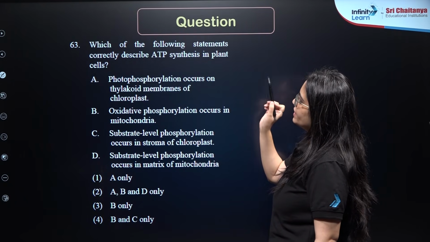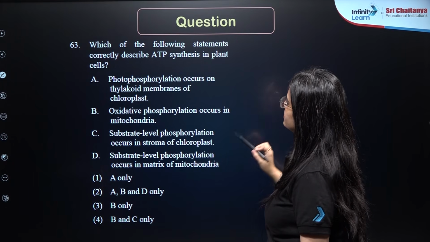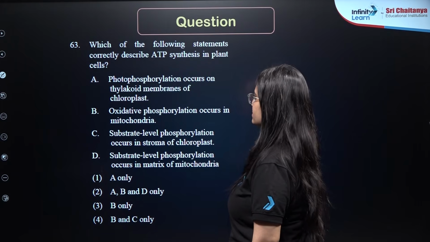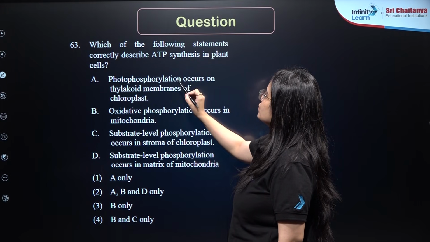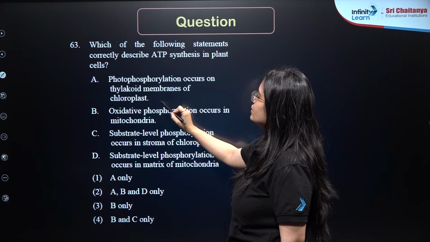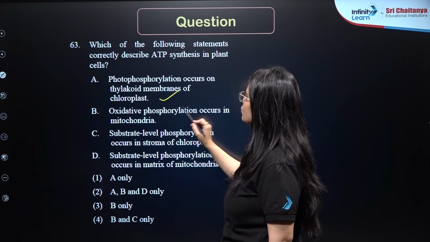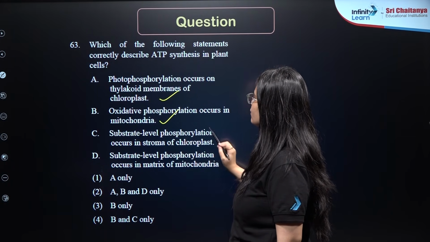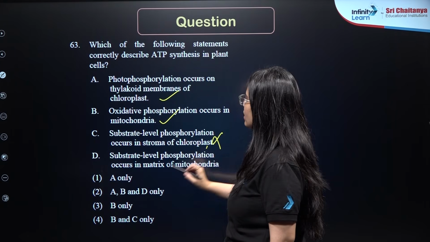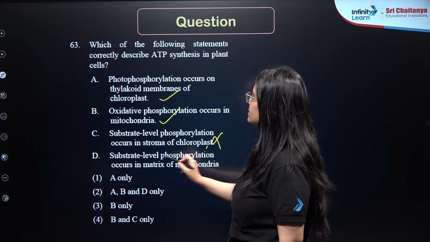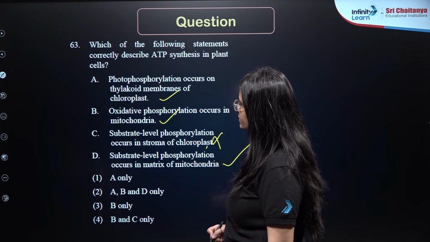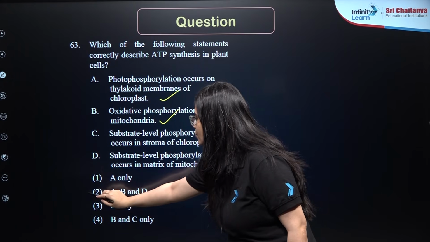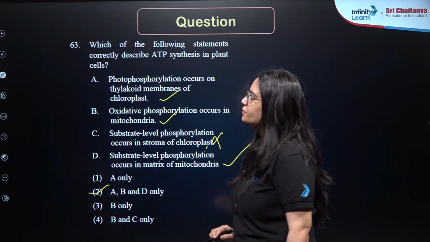Which of the following statements correctly describes ATP synthesis in plant cells? Photophosphorylation occurs on thylakoid membranes of the chloroplast. Yes. Oxidative phosphorylation occurs in mitochondria. Yes. Substrate level phosphorylation occurs in stroma. No. Substrate level phosphorylation occurs in the matrix of mitochondria. Yes. So if you see, my dear students, A is correct, B is correct, and D is correct. C is not correct. So your correct answer is 2, A, B and D only.